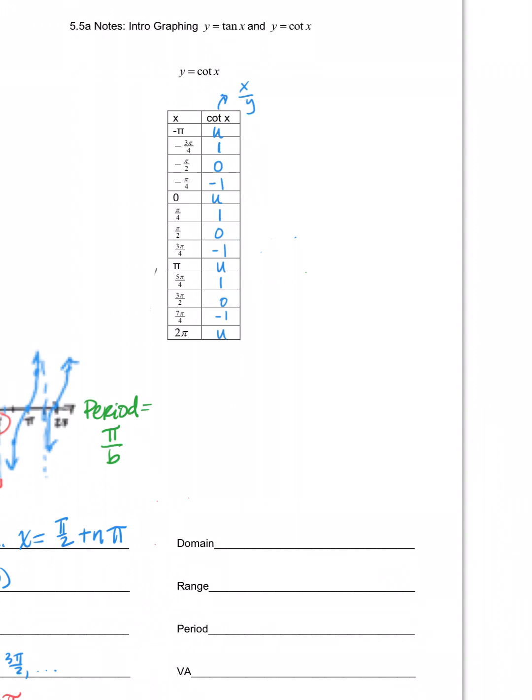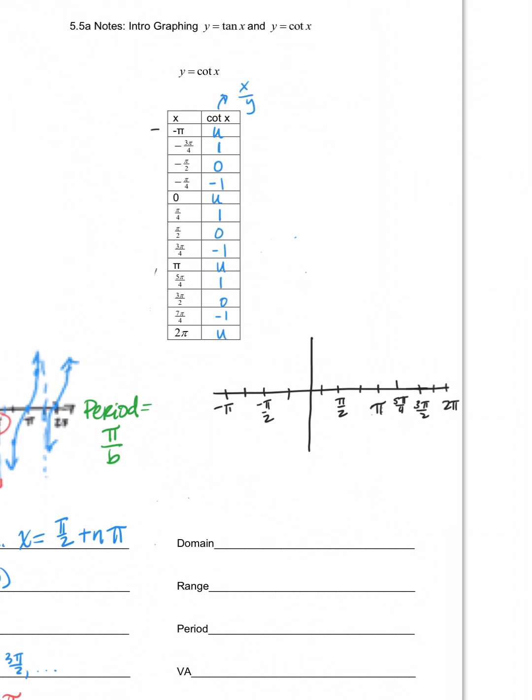So now let's graph this cotangent graph. All right, so we're starting at negative pi again. Negative pi, negative 3 pi over 4, negative pi over 2. Negative pi over 4 is 0. Pi over 4, pi over 2. 3 pi over 4, pi. Oh, that's just pi, I'm sorry. This one's just pi. So 5 pi over 4, 3 pi over 2, 7 pi over 4, and then 2 pi, way over here.